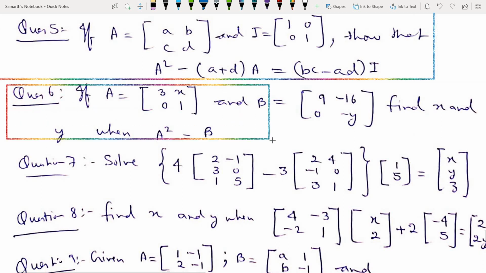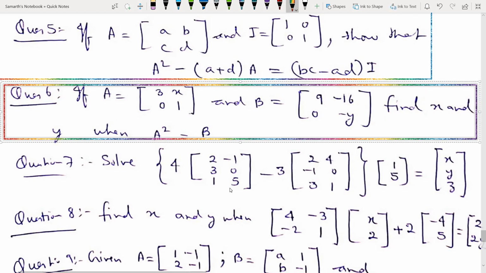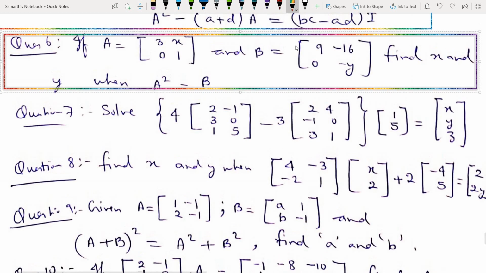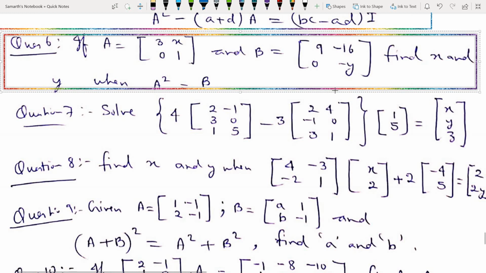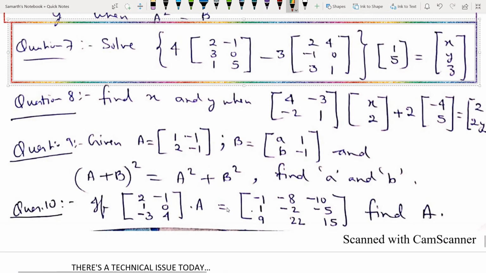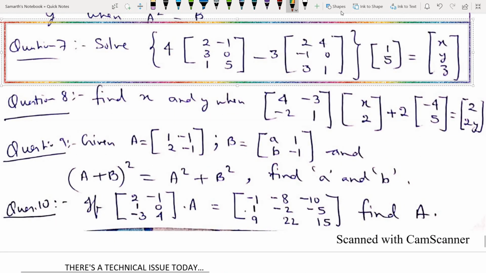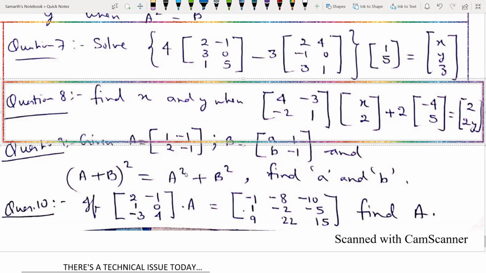Question number 6 is A is equal to 3x, 0, 1, B is equal to 9, minus 16, 0 and minus y. You have to find x and y, and what is the condition given? That A square is equal to B. Then question number 7 I have written, and you have to find the value of x, y and z over here. Solve means you have to find the value of x, y and z. Question number 8 also in the similar manner, you have to find the value of x and y. I have already written the matrix equation.